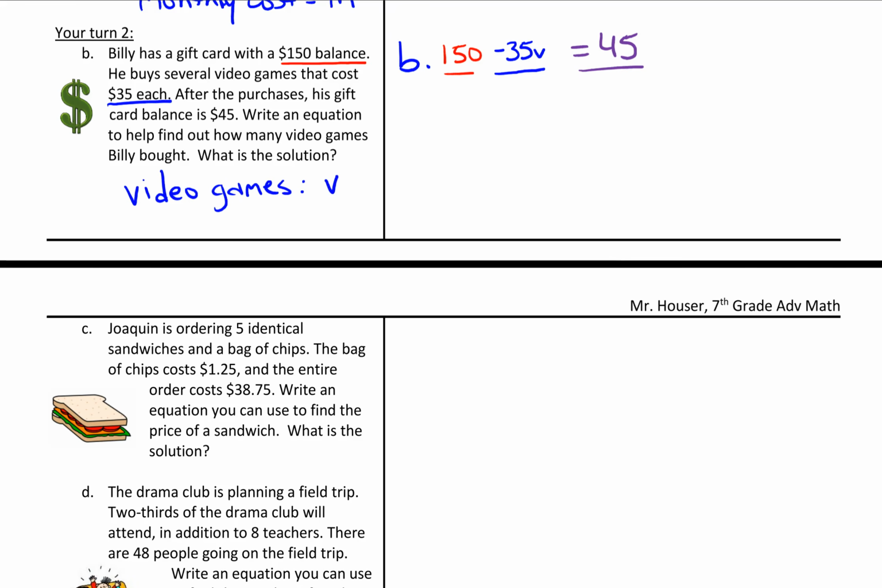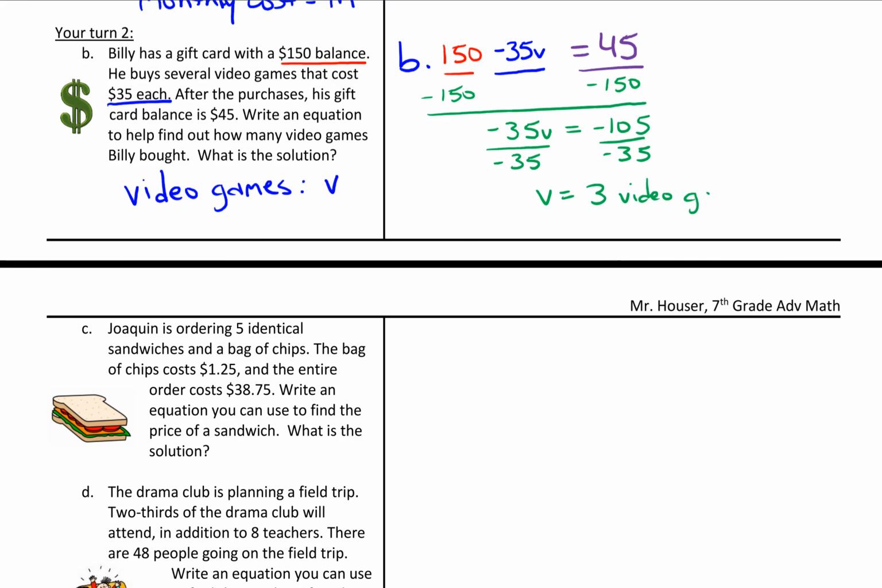So let's solve. Subtract 150 on both sides. That gives us negative 35v is equal to negative 105. And of course, if we divide both sides by negative 35, v is equal to 3. And make sure you label this 3 video games.